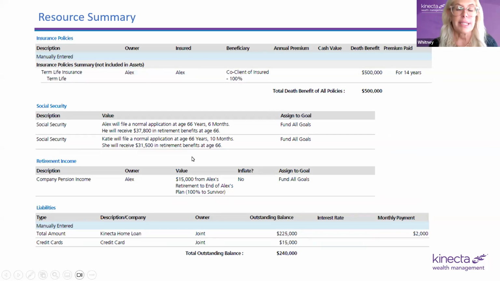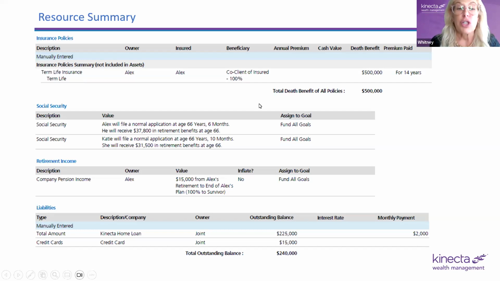Social Security, they both decided that they're going to take it at their full retirement age, which typically is 67, but based on their birth dates, it's just a little bit before 67. And so Alex is going to be receiving $37,800 annually, Katie $31,500. And this, again, we use a cost of living adjustment. So when I get to the cash flow analysis shortly, you'll see Social Security growing by 1.5%. So that hopefully, it doesn't quite keep up with inflation, but it's a little bit of help.